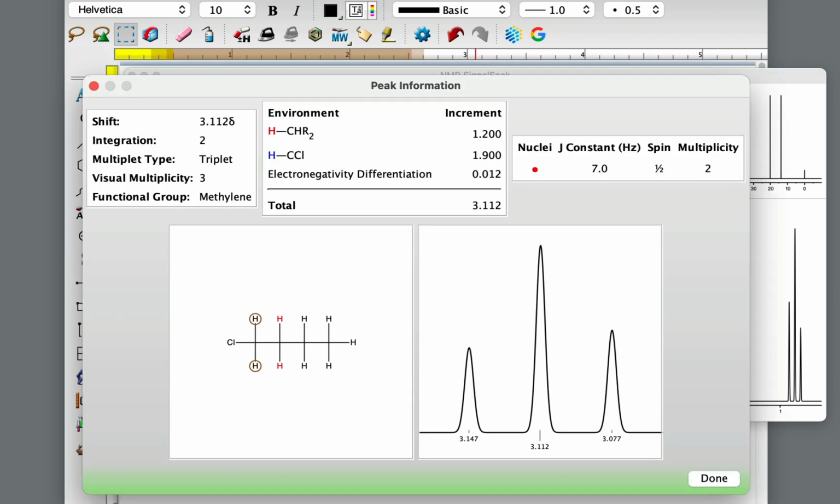Finally, the last signal is from the two hydrogens closest to the chlorine. These two hydrogens are bonded to the same carbon atom as the chlorine, shifting the signal downfield to about 3 parts per million. Recall that electron withdrawing groups, such as chlorine, deshield the hydrogens, causing the signal to move downfield to the left. The signal is split into three peaks. 3 minus 1 equals 2, meaning there are two neighboring hydrogens, seen in red.